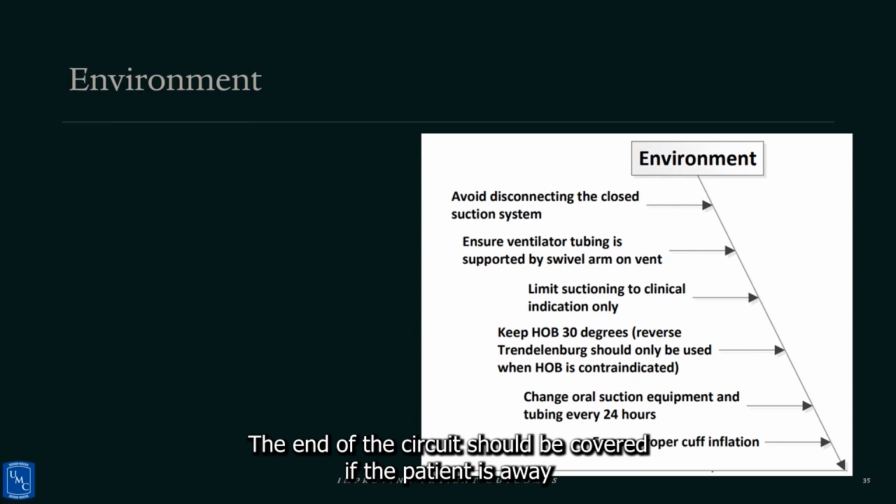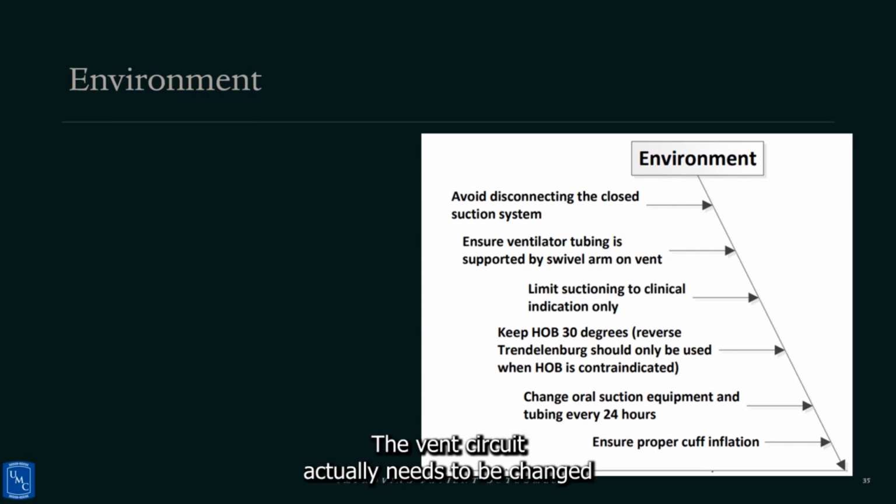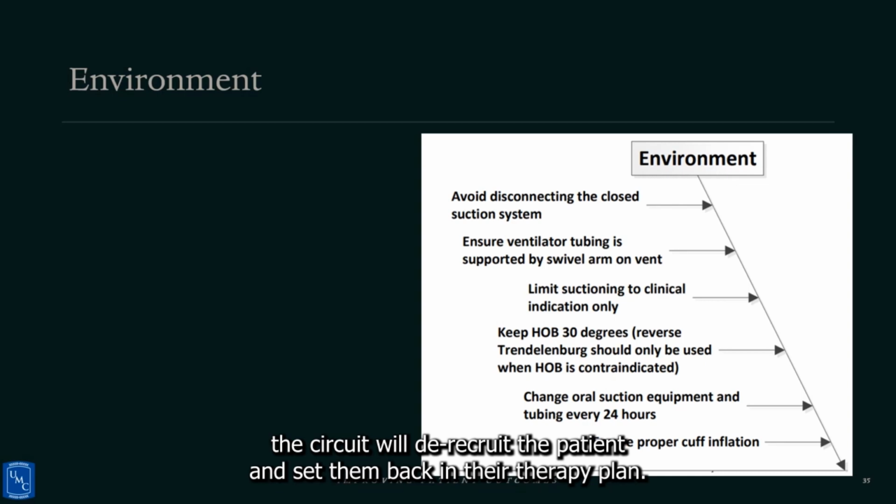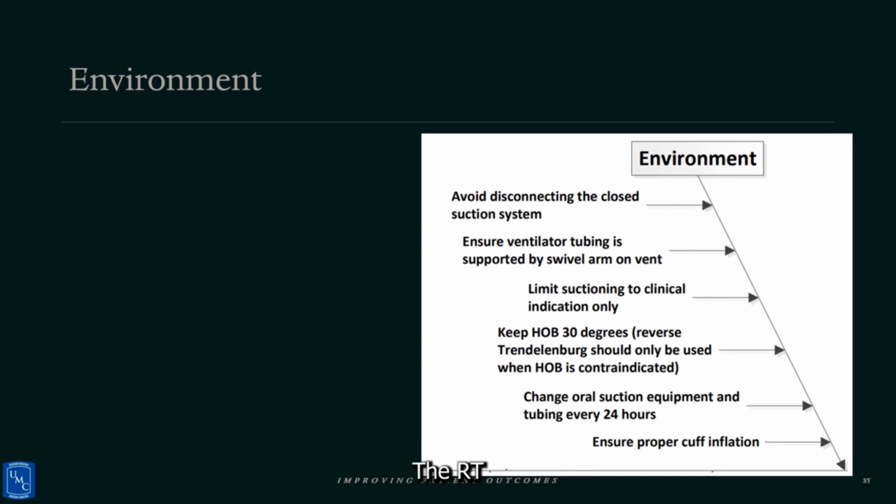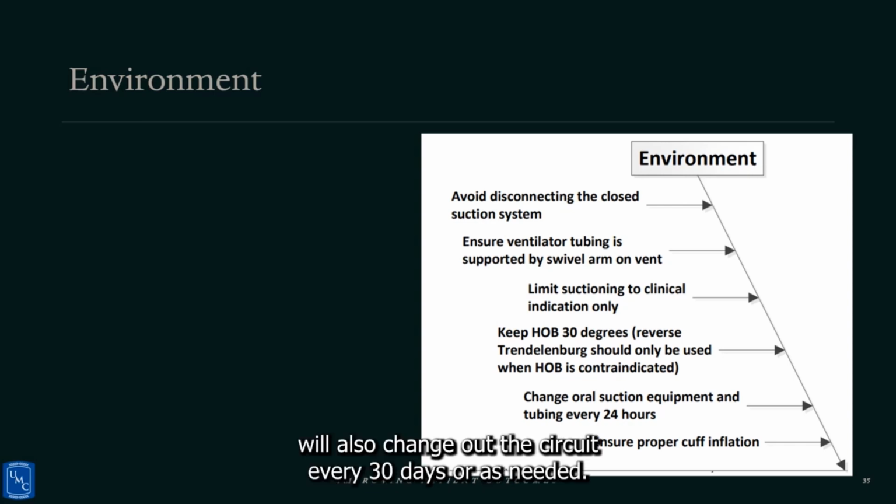If the patient is away for more than 2 hours, the vent circuit actually needs to be changed. On top of trying to prevent an infection, breaking the circuit will de-recruit the patient and set them back in their therapy plan. The RT will also change out the circuit every 30 days or as needed.